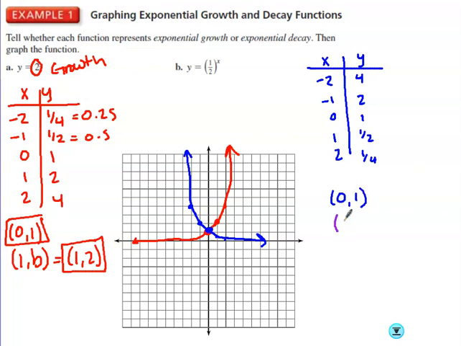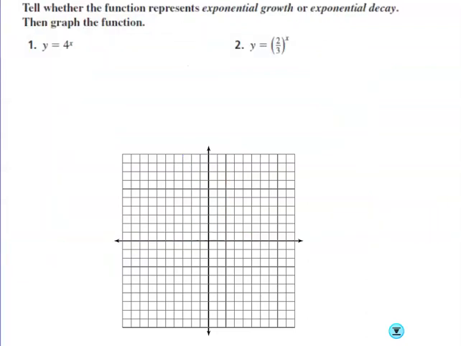And then I should expect the point 1, b. My b is 1/2, so here is 1 and 1/2. That point, sure enough, is on my graph. All right, go ahead and take a moment, pause the video, and try these two more on your own.